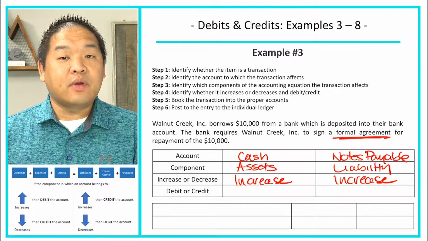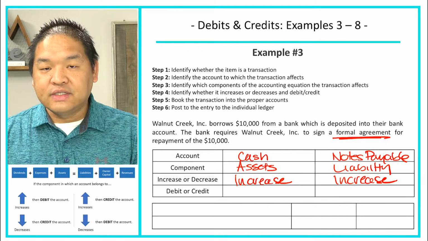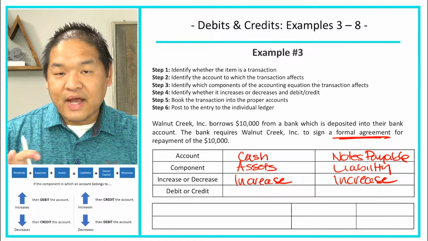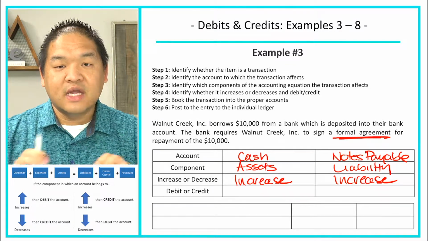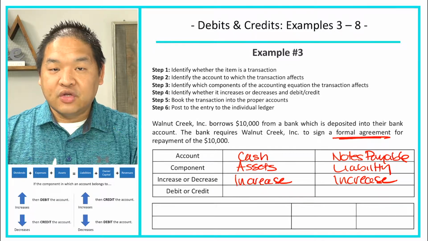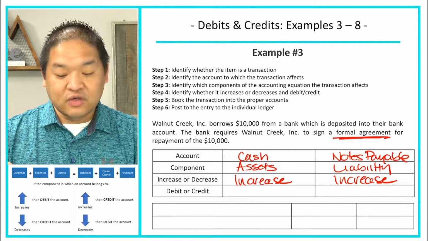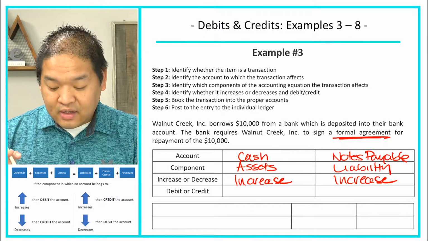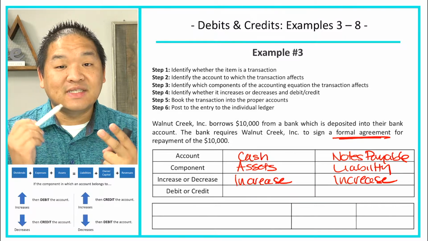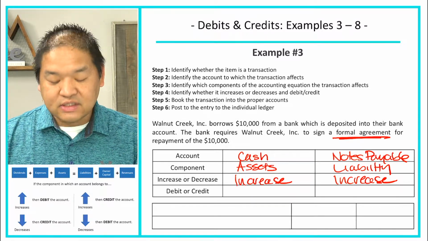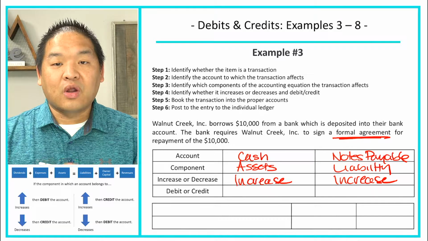All right, so remember that when we're talking about increasing and decreasing, just because one increases doesn't mean the other one has to decrease. They both can increase, they both can decrease. One can increase, the other one can decrease, and vice versa. So that's important to understand there. All right, so cash is an asset and it increases. Are we going to debit or credit?